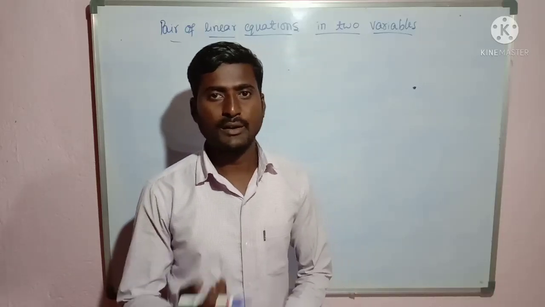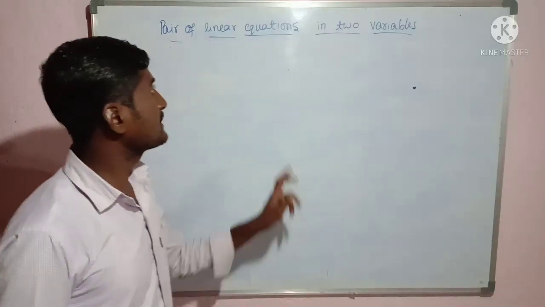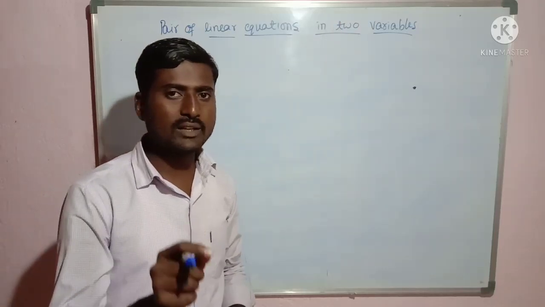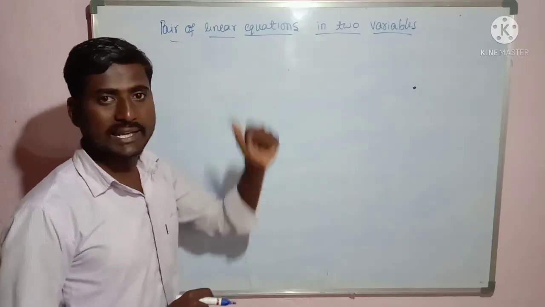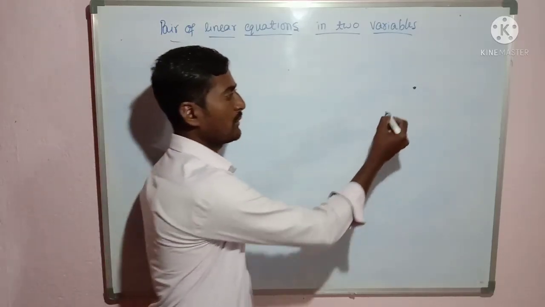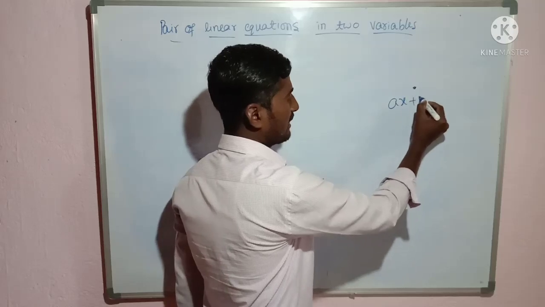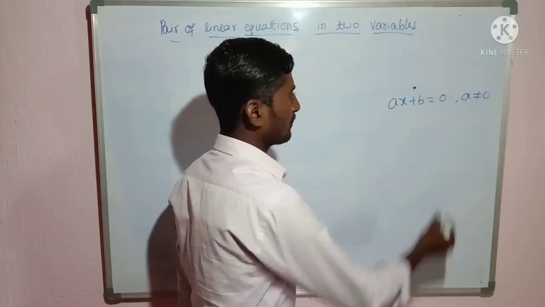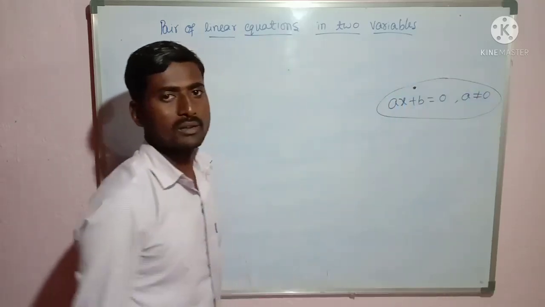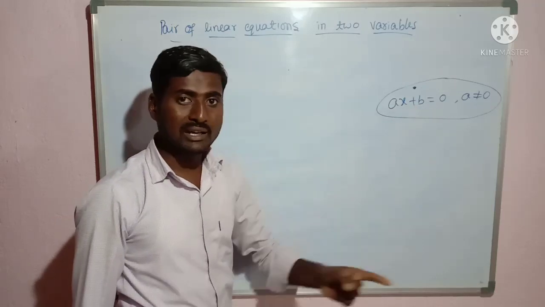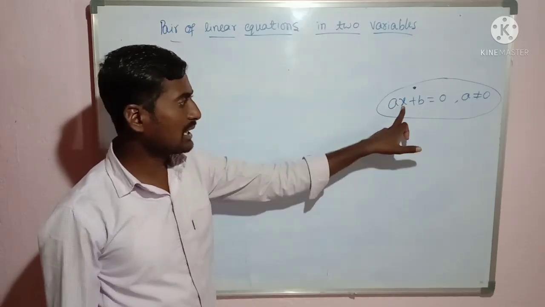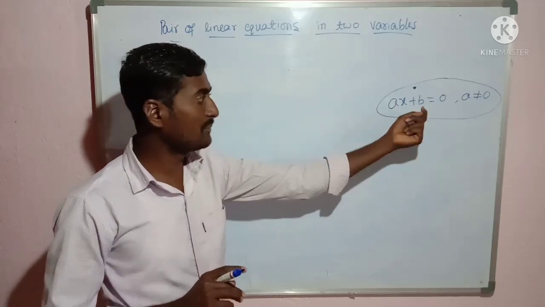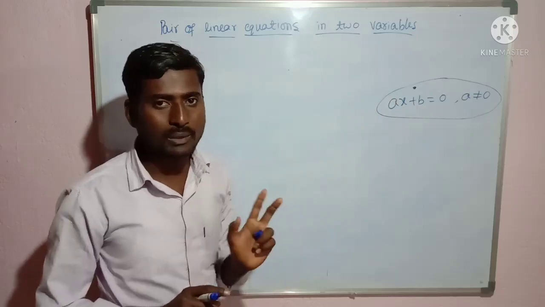And dear students, now we shall discuss the new chapter, that is pair of linear equations in two variables. Already we have heard the name linear equations. What is that? Generally we have taken it as ax plus b is equal to 0, where a not equal to 0. So this we know already. This is a linear equation in one variable, because here we used the variable x only, no other variable.